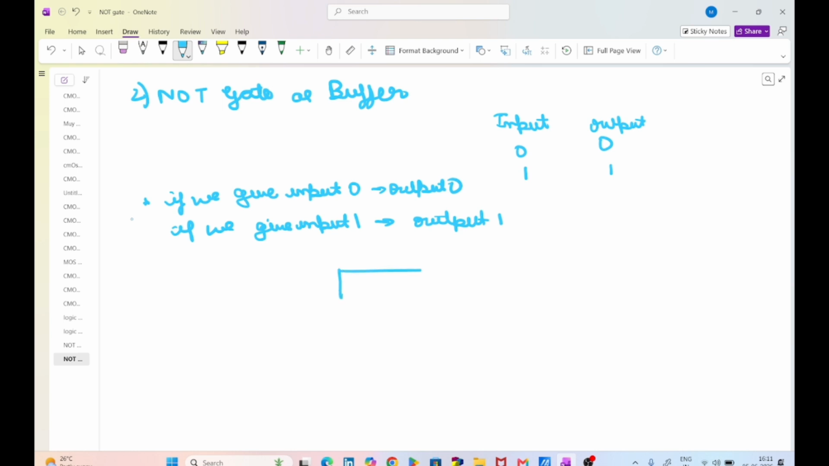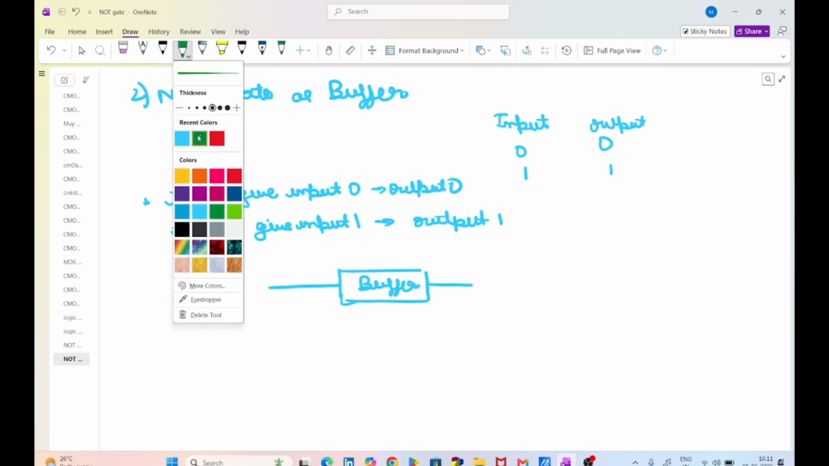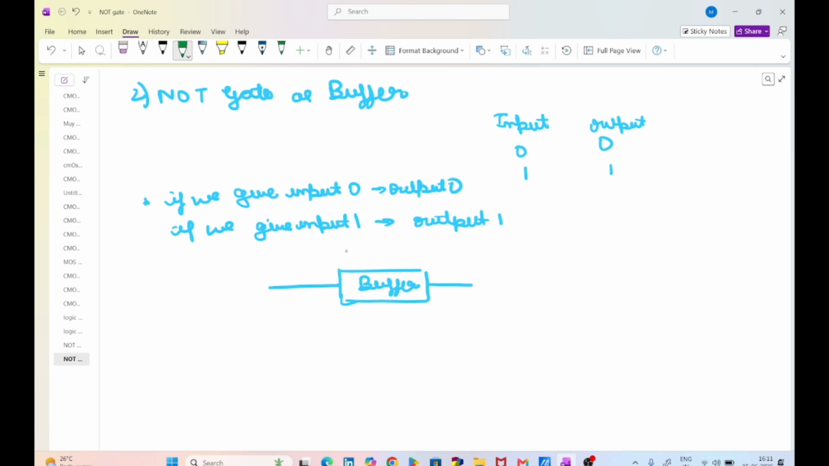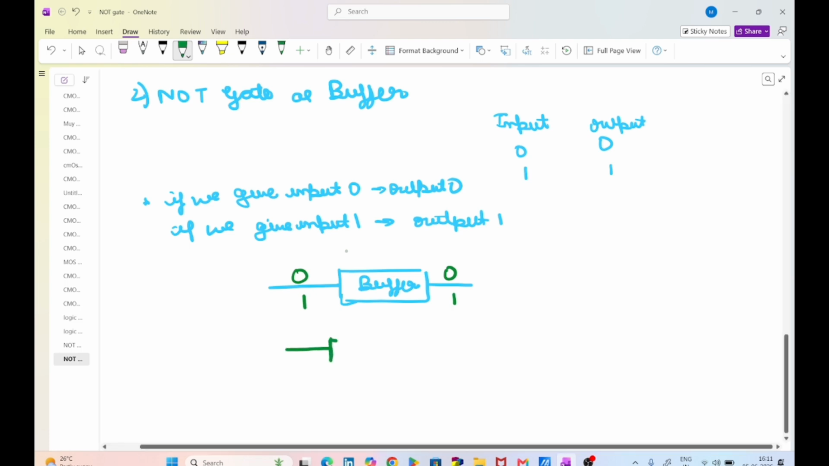Let us consider this as a buffer. Let me next realize it using the NOT gate. This is the buffer. Let me change the color for the input and output. When the input is 0, the output will be 0. When the input is 1, the output will be 1. Let us realize the buffer using the NOT gate: two inverters simply, right?